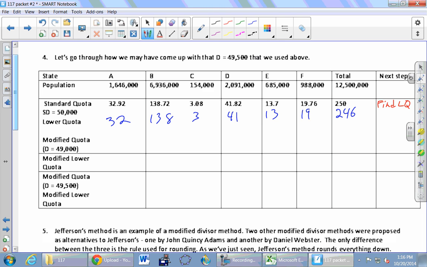So was that number right there too big or too small? Too small. So in my next step, T is too small. So we make the divisor bigger or smaller? Smaller. If T is too small, make the divisor smaller. If T is too big, make the divisor bigger. So make D smaller.